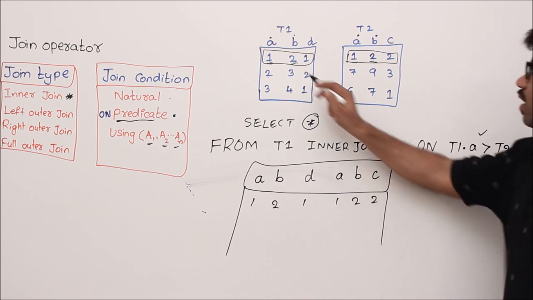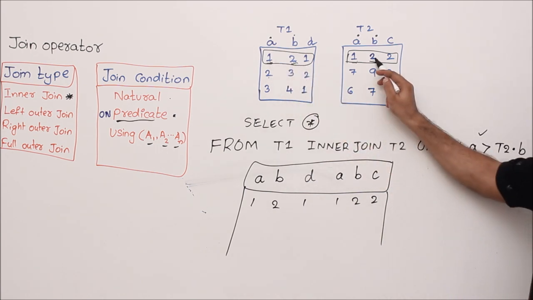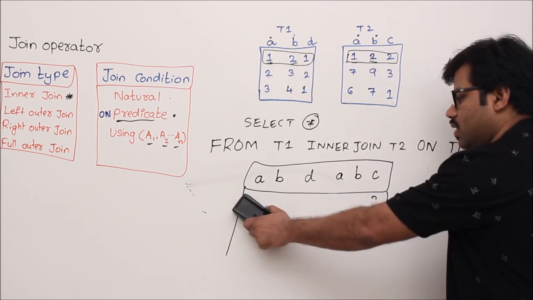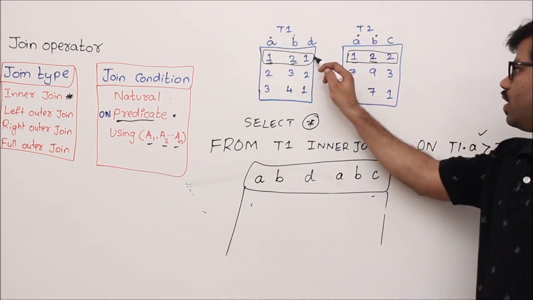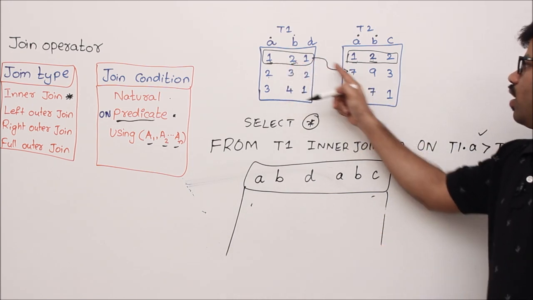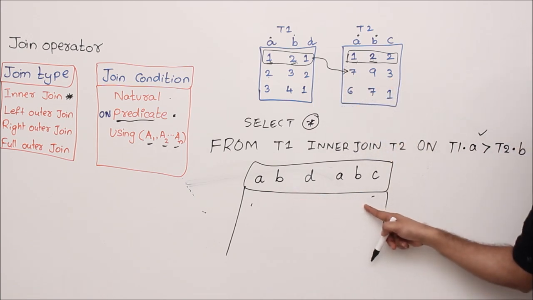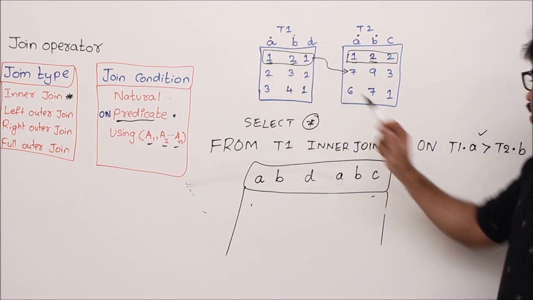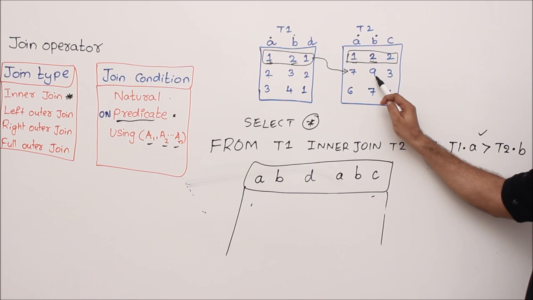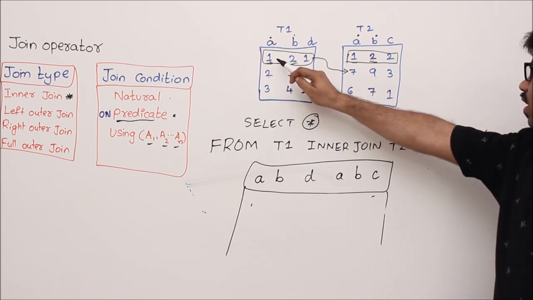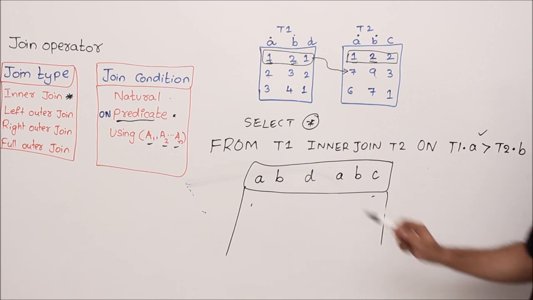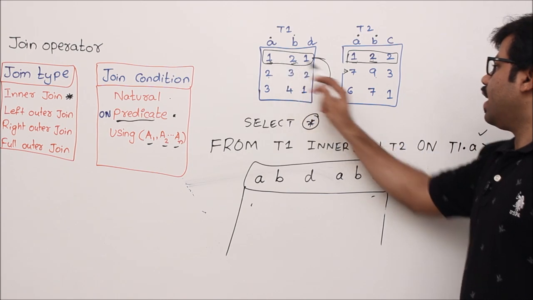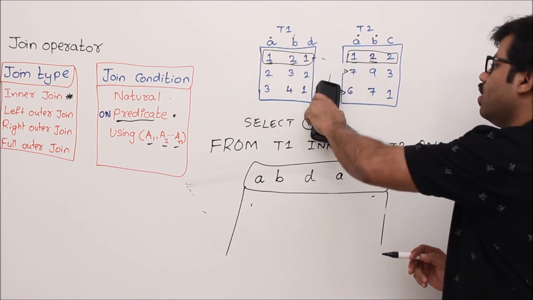Example here, what is T1.A? 1. What is T2.B? 2. Now the question is, 1 greater than 2? False. Then this tuple will be rejected, don't take. So next combination we'll see this combination, 1, 2, 1, 7, 9, 3. Will it be printed or not based on this condition? T1.A for the first tuple is 1 and T2.B is 9, correct? So is T1.A, 1, greater than 9? No. Then this combination, 1 greater than 7, false, nothing will be taken.